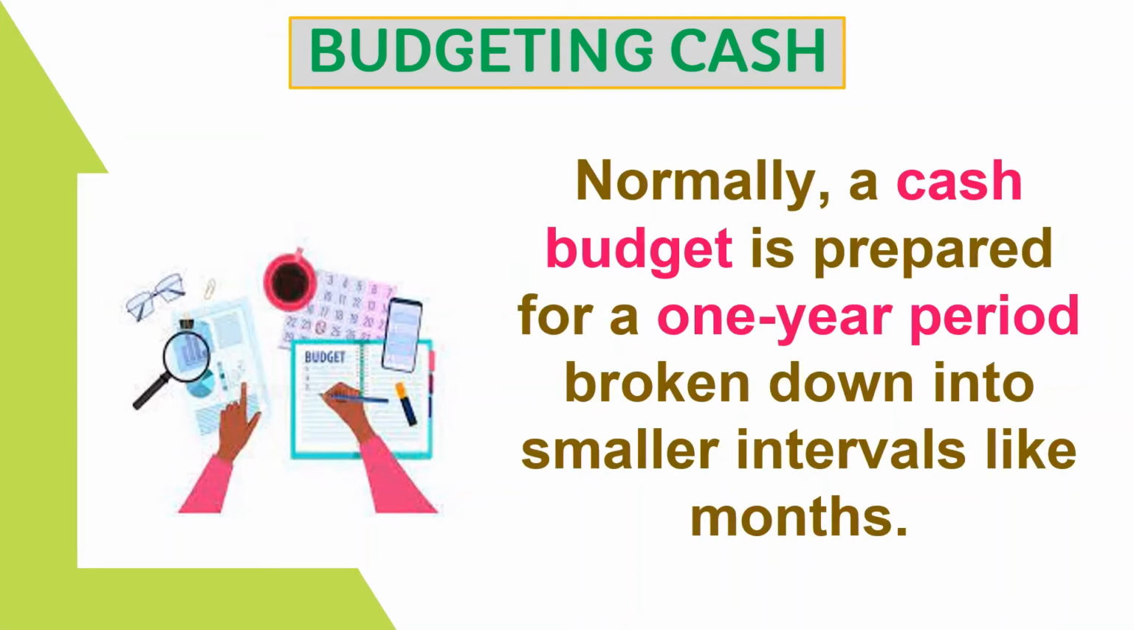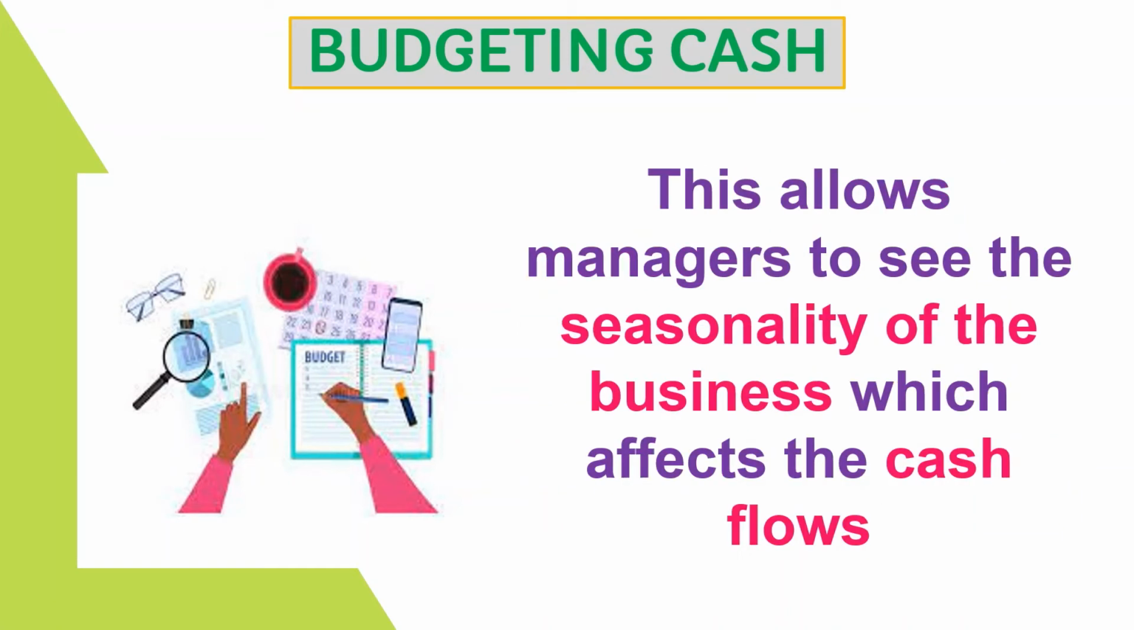Normally, a cash budget is prepared for a one-year period broken down into smaller intervals like months. This allows managers to see the seasonality of the business, which affects the cash flows.